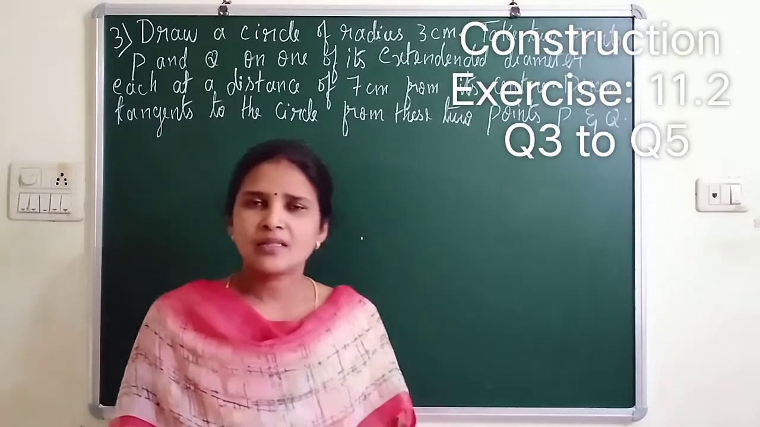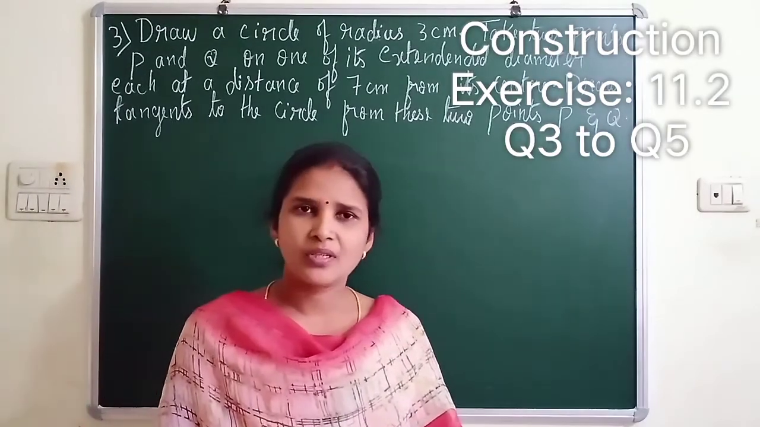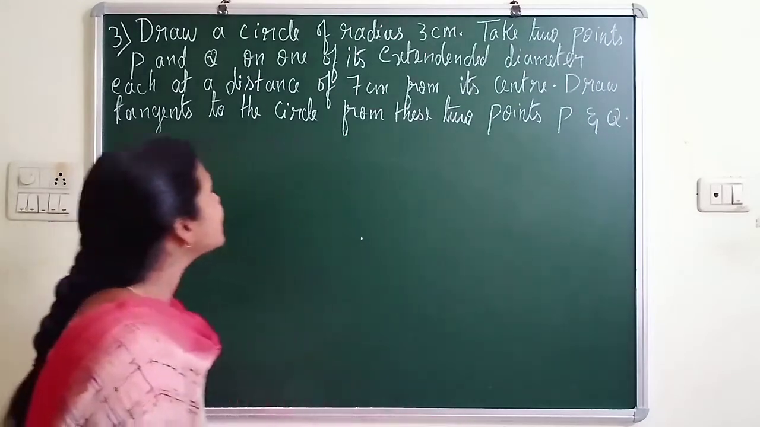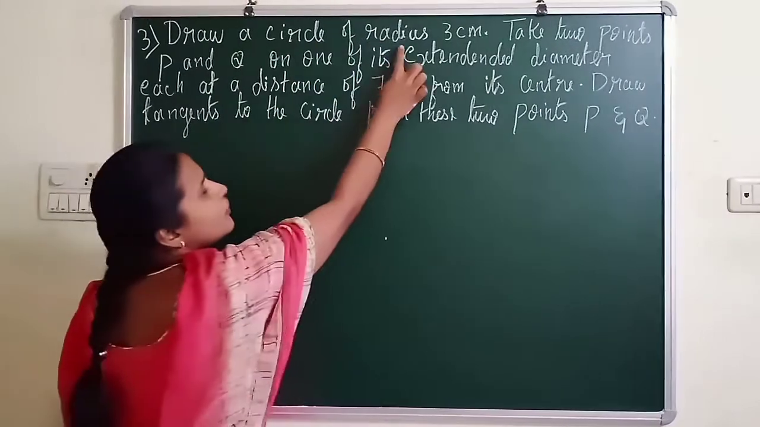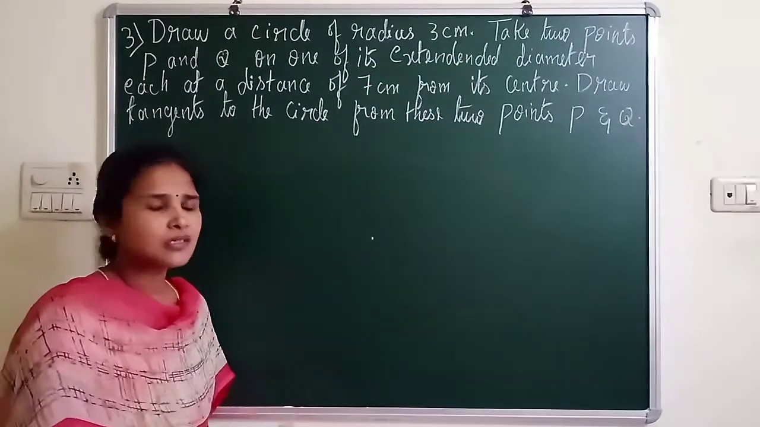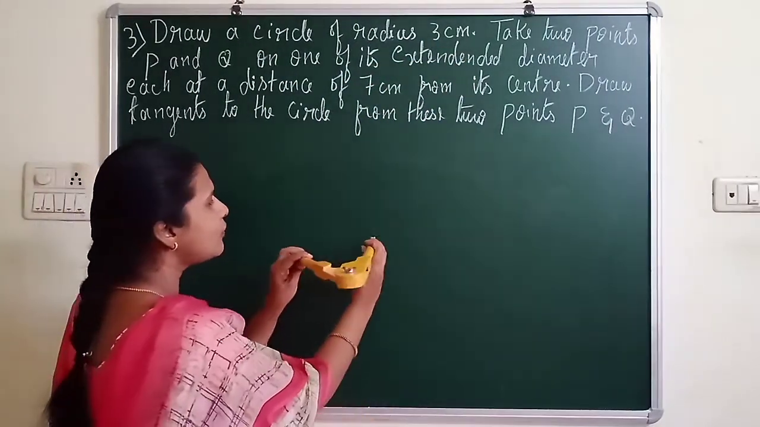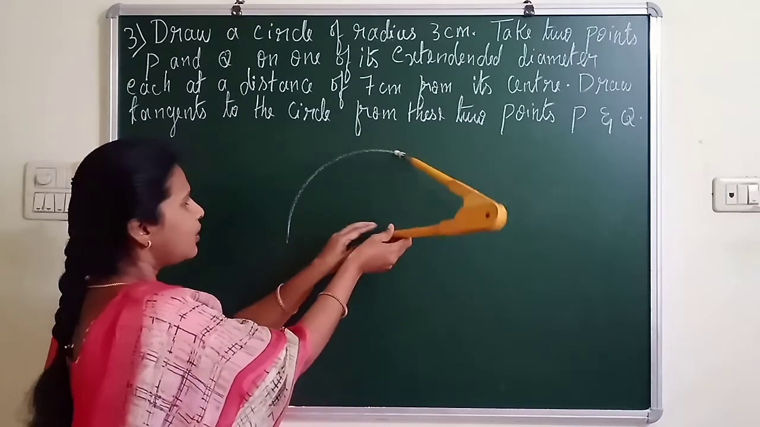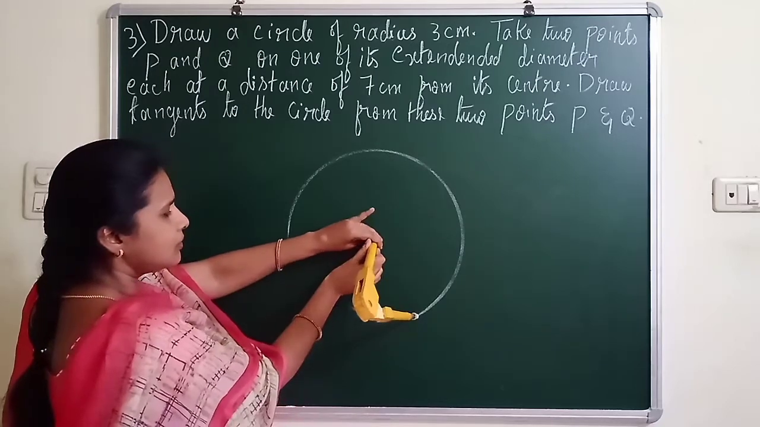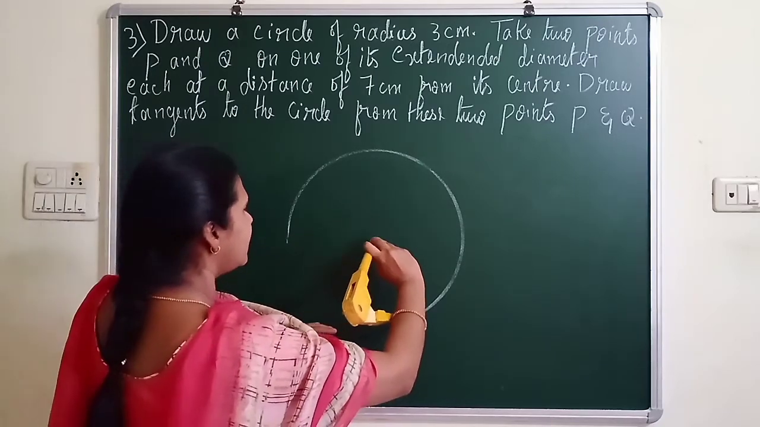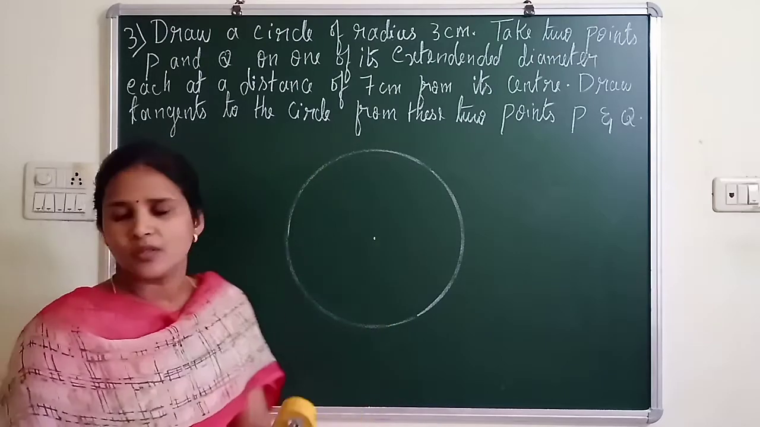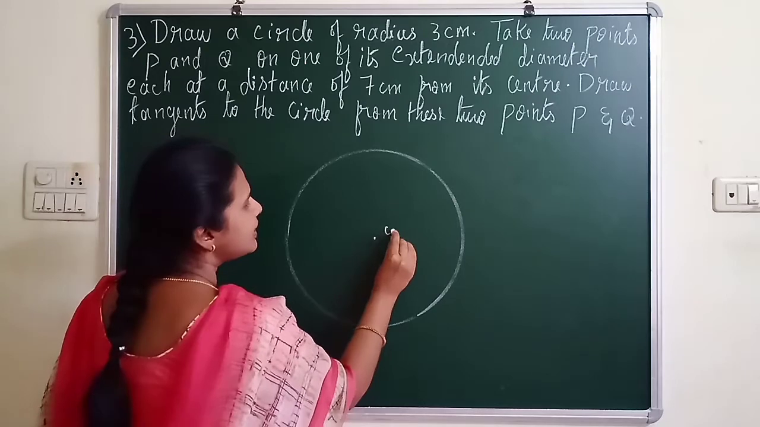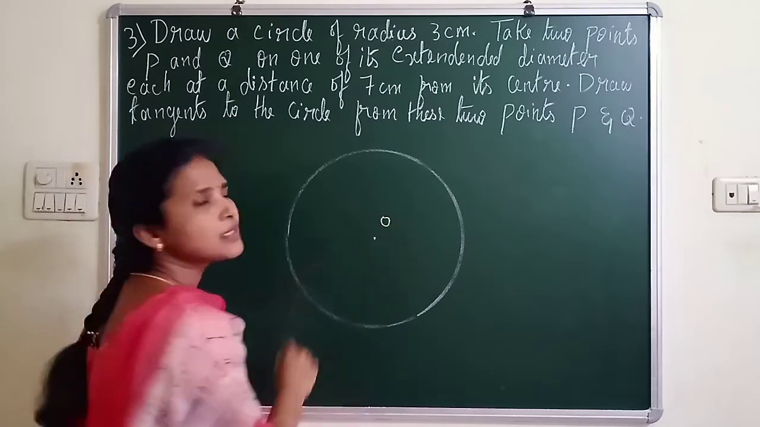Everyone, let us continue the same chapter, that is constructions, with exercise 11.2 question number 3. It says, draw a circle of radius 3 centimeter. So first I have to draw a radius of 3 centimeter. Measure 3 centimeter in your scale and draw a circle with center O. Take 3 centimeter and draw a circle.